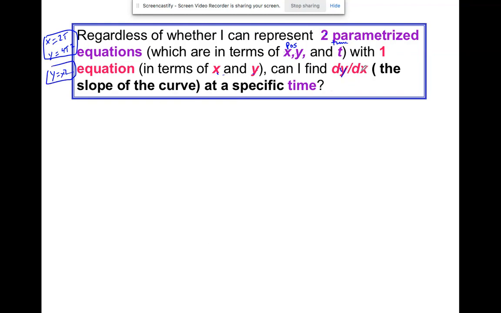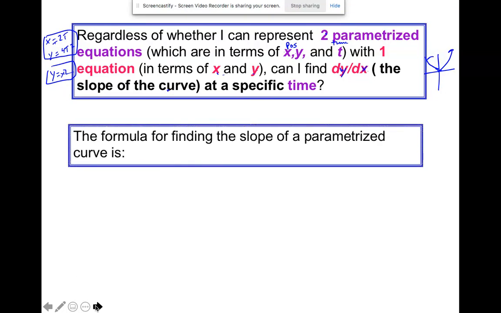I can find dy/dx, the rate of change of y with respect to x on the xy plane, the slope of the actual curve on the xy plane, regardless if I have this form or this form. Now, one method is get rid of the parameter, take the derivative with respect to x and be done with it, but you can't plug time into that derivative. So to find the slope dy/dx of a parametrized curve where you have two equations is what I just showed you. And this should look familiar.